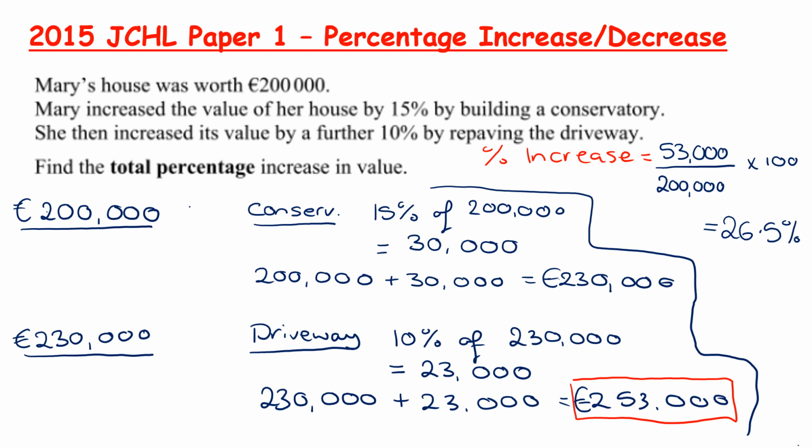So there's nothing you can do with that 15 and that 10. You need to work all of them out individually, and you need to actually figure out the value after building the conservatory, the value after repaving the driveway, and then work out the total percentage increase. Remember, anytime you want a percentage, fraction multiplied by 100. In terms of increase or decrease, you put the increase or decrease, whichever you're working with, over the original amount.